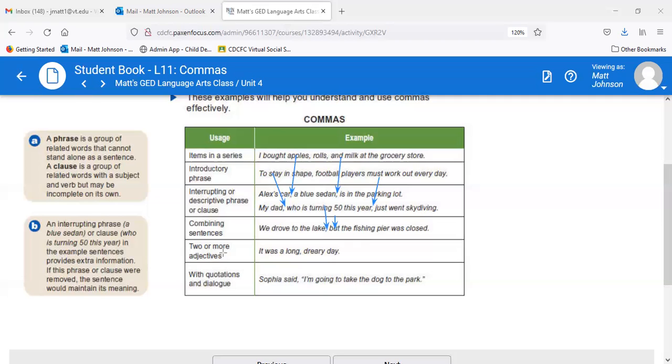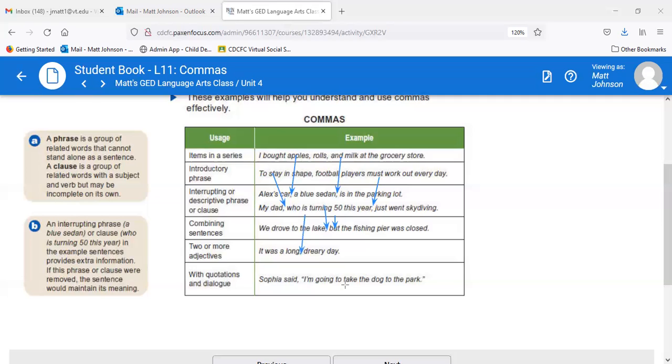Here's another way that the comma comes into play. If you want to describe something with two or more adjectives, you're going to separate them with a comma. You're going to see this a lot in fiction writing, right? In creative writing is where you'll see this most often. And they kind of have an example here that you might see in a book. It was a long, dreary day. And again, we got that comma right there, separating our adjectives.